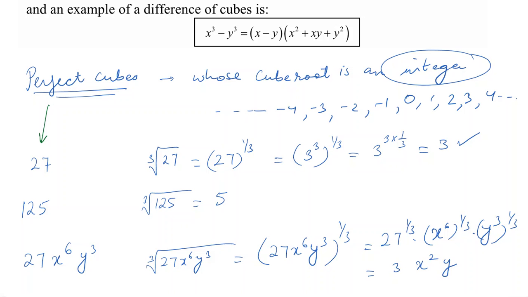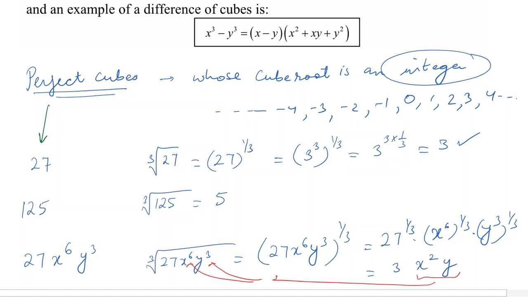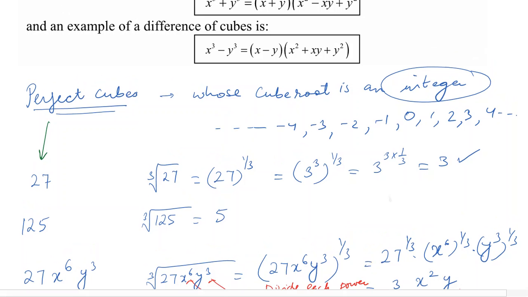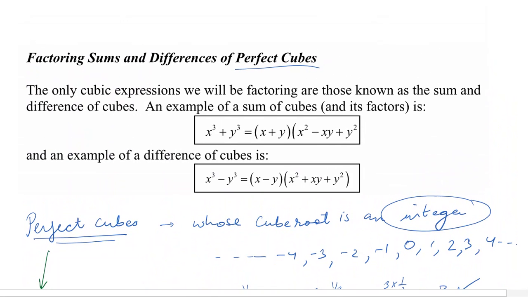So this is the cube root of 27x^6 y^3. When the powers are divisible by 3, then that algebraic expression is a perfect cube. So basically what we did here is we divided each power by 3, and we got our answer. All the algebraic factors whose powers are divisible by 3 are perfect cubes. All right, so this is the definition of a perfect cube. Now we're going to do factoring using perfect cubes.